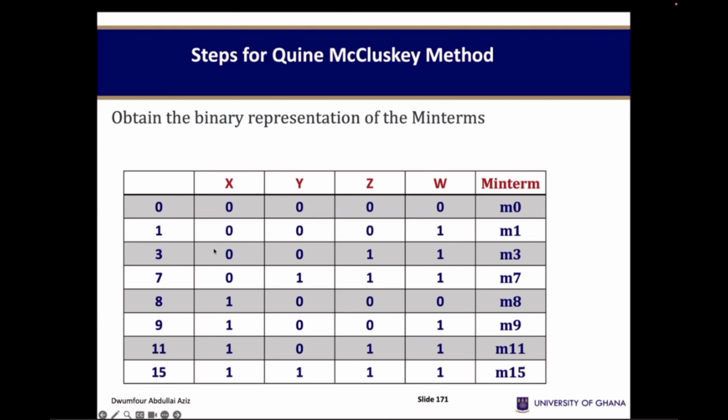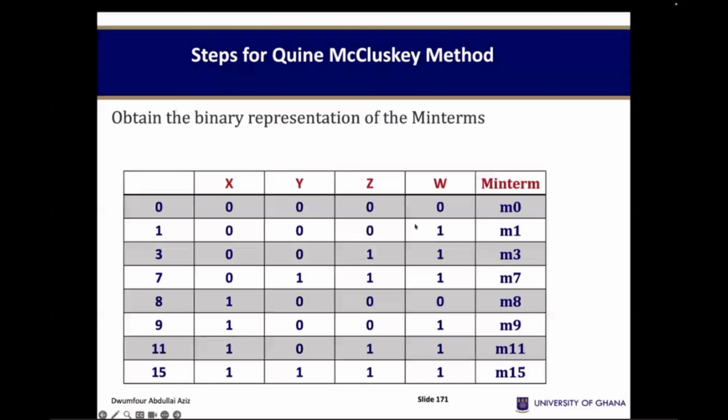So we have the first term is 0. We have our inputs here, X, Y, and Z, and of course we can represent it with the minterm symbol, this M0. The second one is 1. So we have to write 1 in binary, and since there are 4 variables, it means we need 4 bits. So 0, 0, 0, 1.